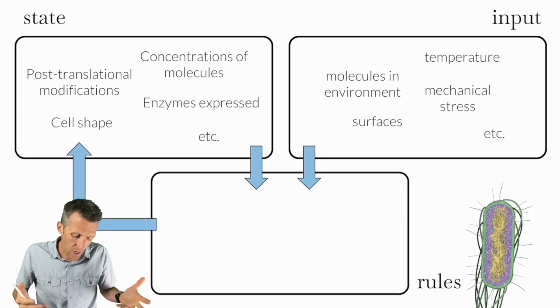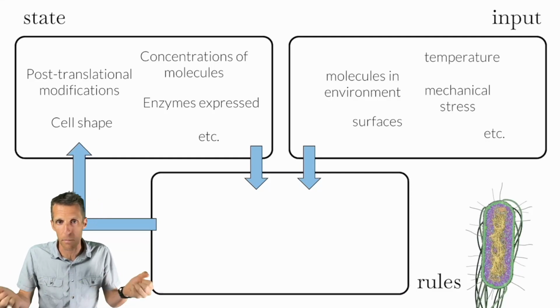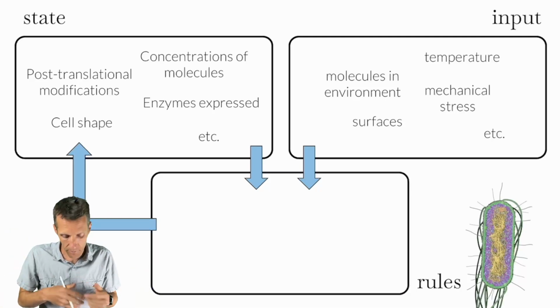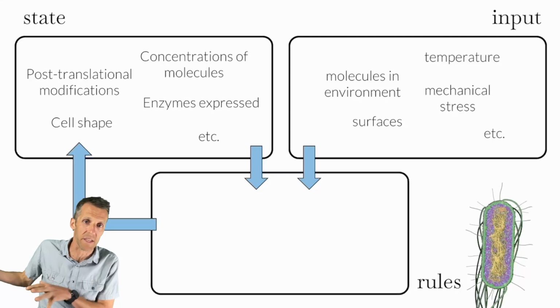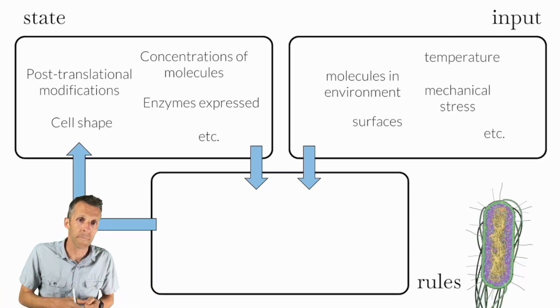What's the cell input? Well, it's things in the environment. So what molecules are present? What's the temperature? Is there mechanical stress on the cell? Are there surfaces it can interact with? And again, we could keep going on and on, but these are things outside of the cell that are impinging on the cell in some way.